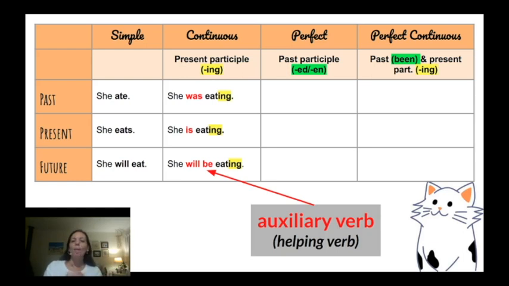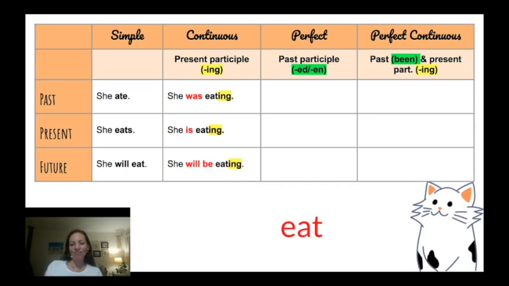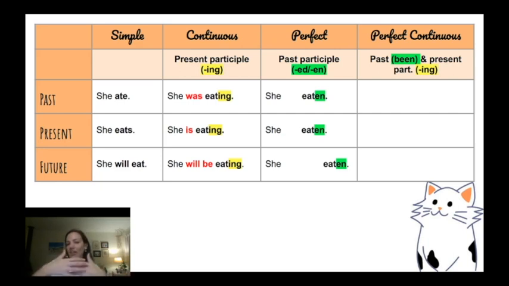Right, now let's look at our perfect tenses. Our perfect tense is going to be made up of our ed or en participle. So if it's eat, what are you going to shift it into? Eaten. Okay, so let's put eaten once again in each one of those blocks. Now let's start with the present again. How do I say that she has just finished eating her food? It is a completed action. She eaten in the present tense is she has eaten.